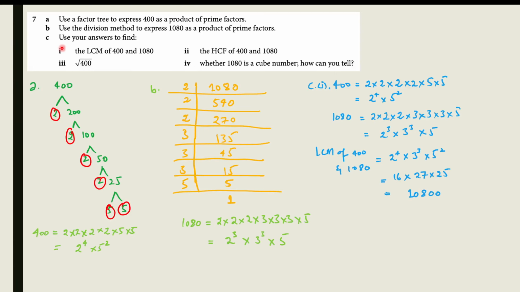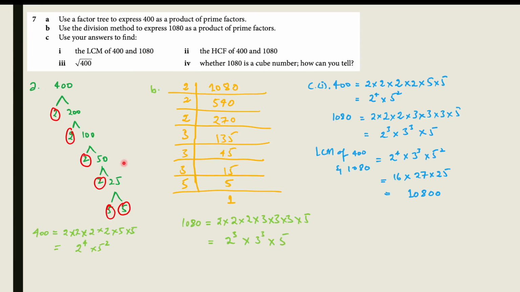The third part of the question is utilizing the product of prime factors for these two numbers and finding further information about these two numbers. For example, we are asked here, use your answer to find the LCM of 400 and 1080.